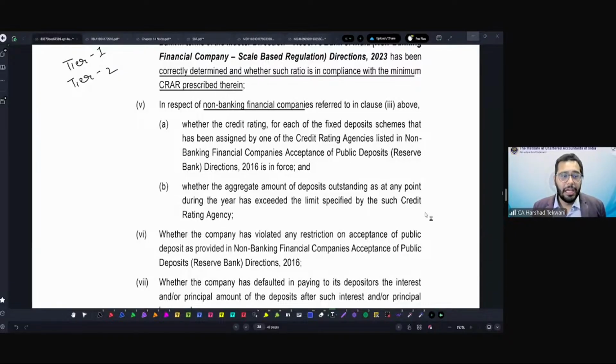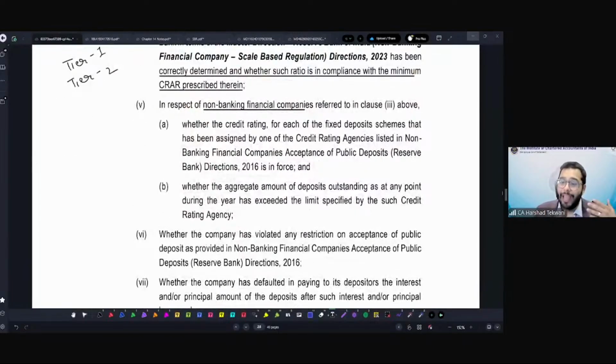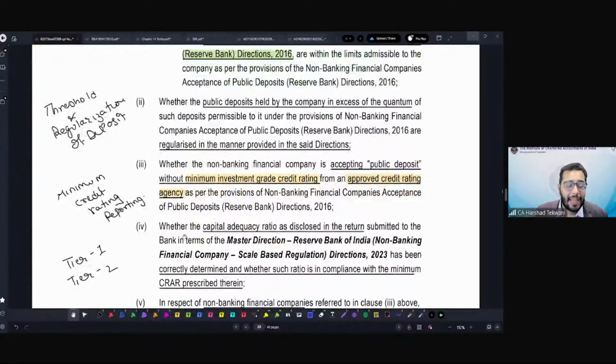Now what happens is that if the credit rating has been removed or changed, the question is whether it is still in force, whether it still has the minimum investment grade credit rating, and the auditor has to report on that. The auditor is required to report on whether the credit rating is still in force or not, whether it was downgraded, whether it was taken below the minimum investment grade credit rating. If yes, then the auditor has to report.